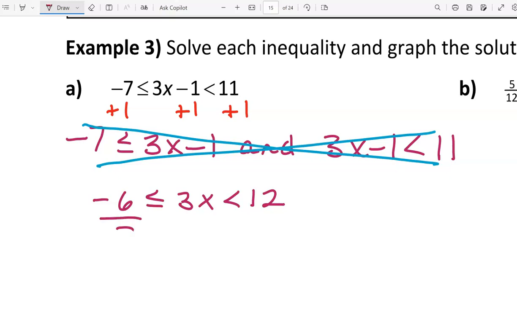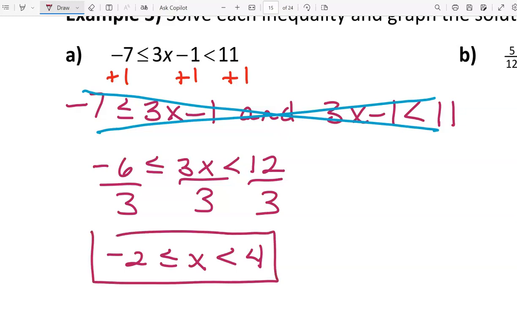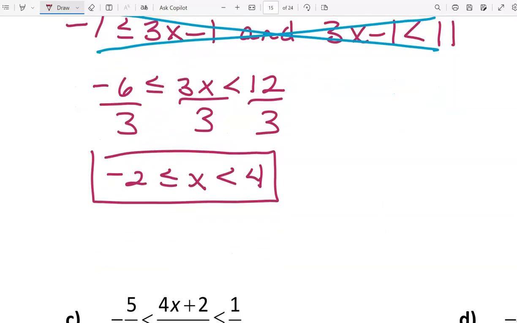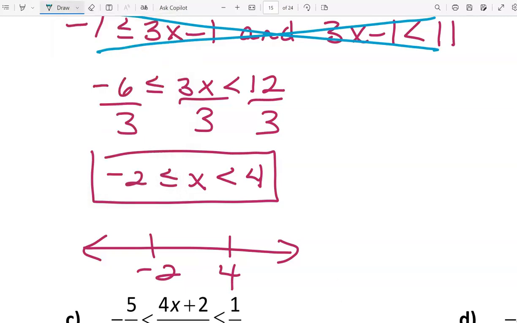And now dividing all three parts by 3, we get -2 is less than or equal to x is less than 4. And that's our solution. We're now going to graph that on the number line, mark off those two boundary values, -2 and 4. This expresses betweenness, that is, that x is between these two values, including -2 but not including 4.